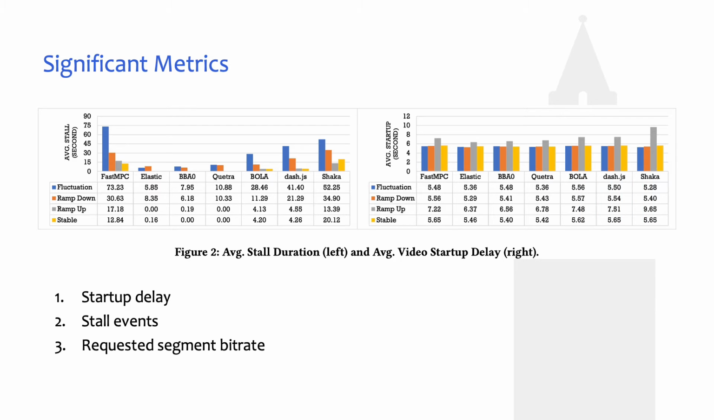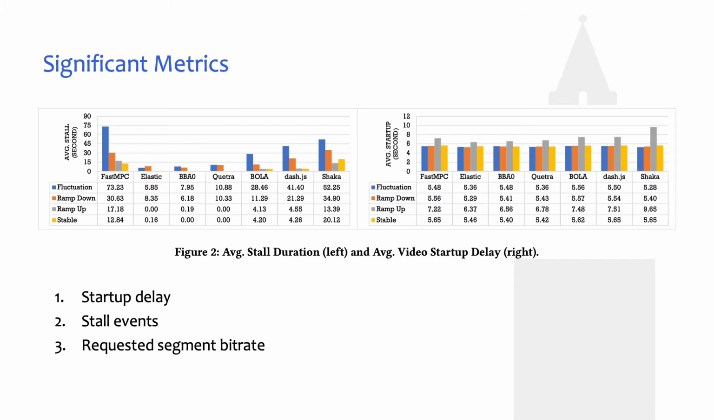As mentioned in the previous slide, we record the streaming session logs in a database. Among the data that is being stored, here are the significant metrics for our evaluations: startup delay, stall events, and also the requested segment bitrate. The average stall event duration is shown in Figure 2 on the left side, and it's recorded in seconds.